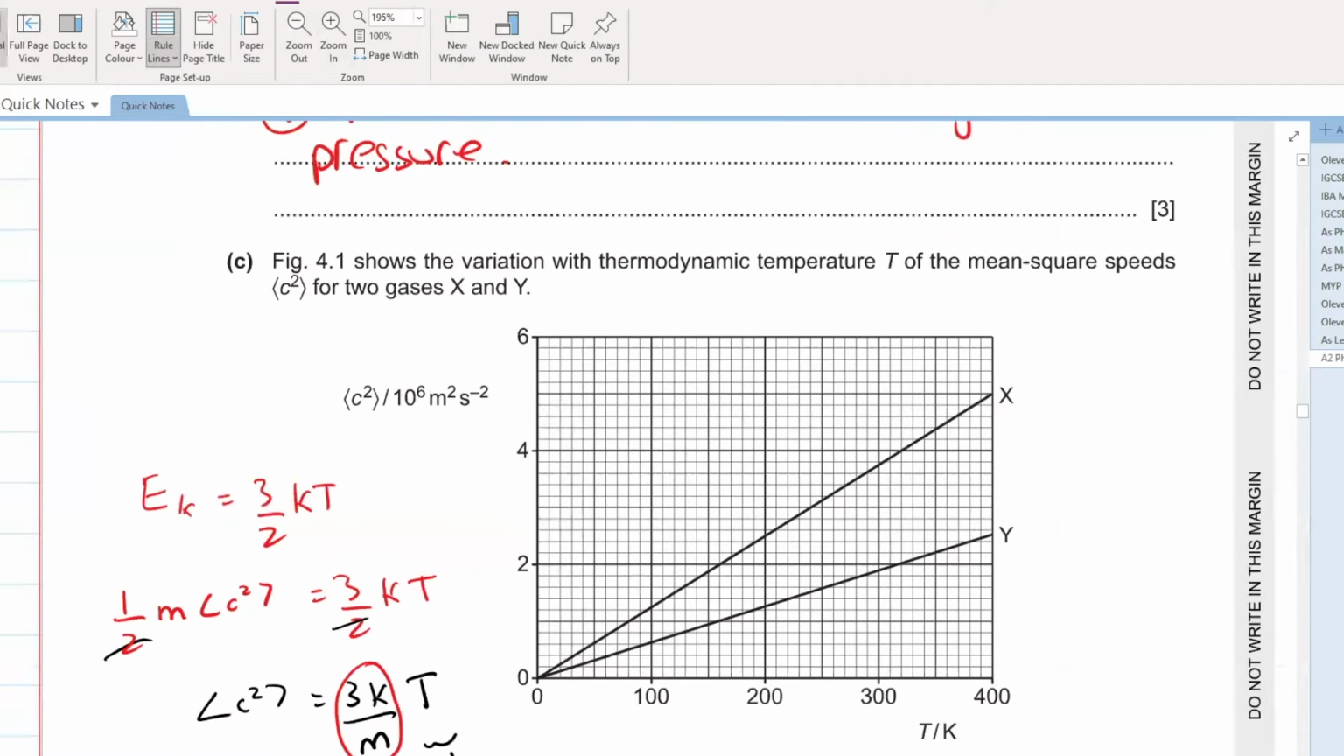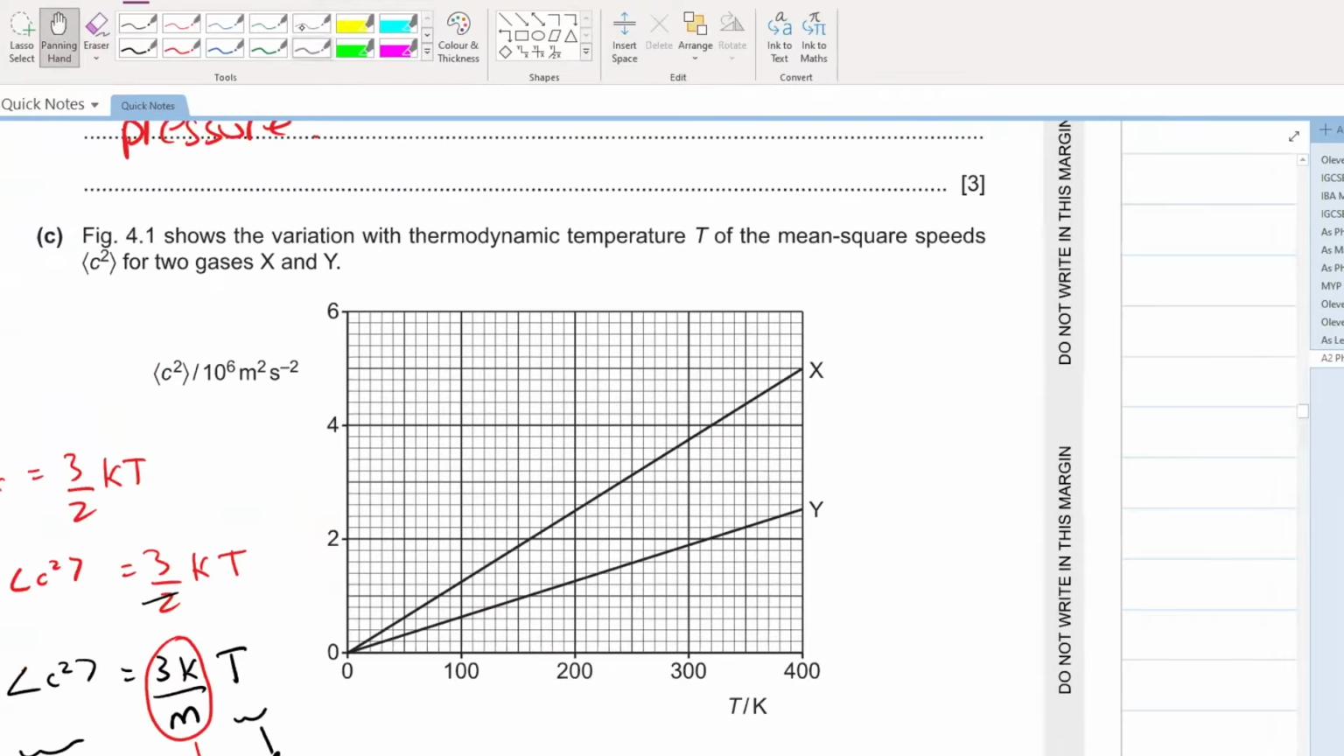So let's calculate the gradient of this graph for line x. That is this line. You have this point, x-axis 400, y-axis 5, and the second point is 0, 0 at the origin. Can you calculate the gradient here? No, you wouldn't say increasing gradient for both. You have a line, and the gradient of a line is constant. You don't have an increasing gradient.